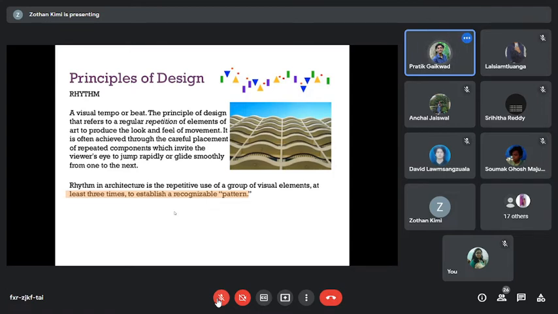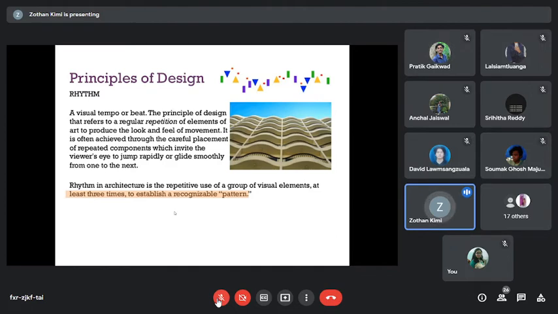Principles of design. Rhythm, a visual tempo or beat. The principle of design that refers to a regular repetition of elements of art to produce the look and feel of movement. It is often achieved through the careful placement of repeated components which invite the viewer's eye to jump rapidly or glide smoothly from one to the next. Rhythm in architecture is the repetitive use of group of visual elements at least 3 times to establish a recognizable pattern. Okay, thank you, Pratik.